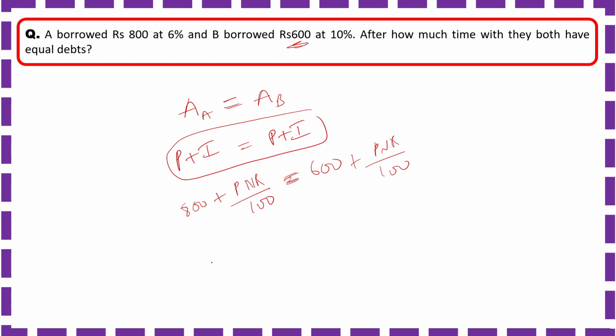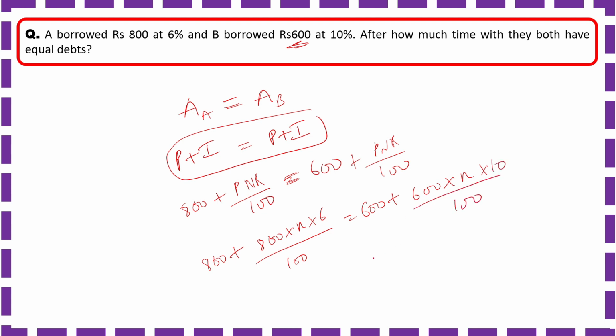So 800 plus, what is the principal? 800. N we do not know, keep it as N. R is 6% by 100. So in the second case, principal is 600, N we do not know, keep it as N, and R is 10 by 100. Now calculate this, you'll get N as 50 by 3.